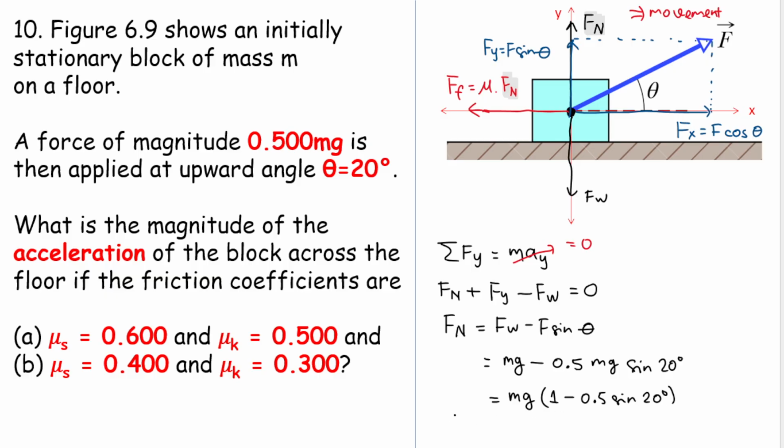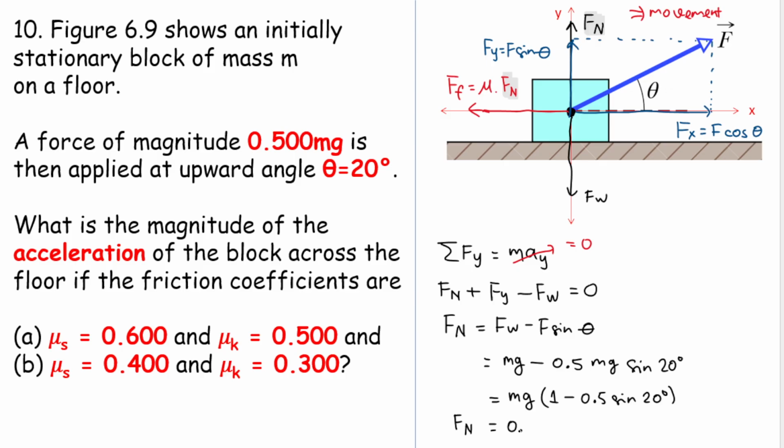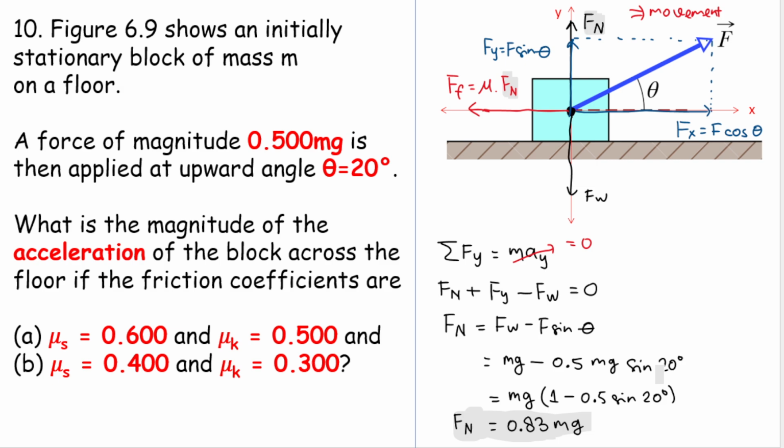Okay, I think we can just use a calculator for that. What is the normal force here? So we will have 1 minus 0.5 multiplied by sine of 20 degrees, so I'll have 0.83 multiplied by mg. That is our normal force here, and that is one of the most important values. Okay, let's clean up our slide here.